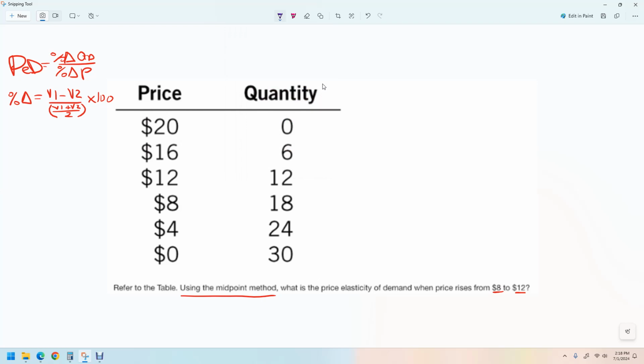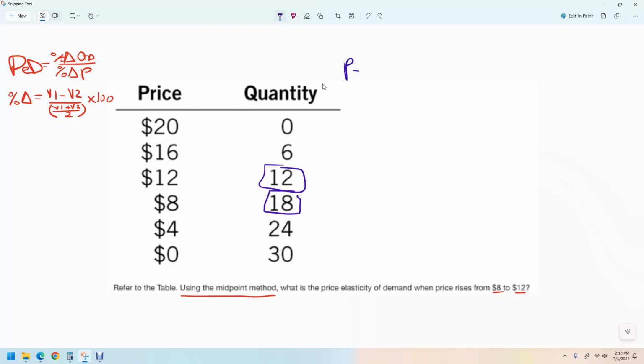Okay, so let's do this example, and if you wanted to, you could try this without me, hit pause, and then see if you're right. That's always a good strategy with these kinds of videos. So $8 to $12, that's the price change. And then at $8, we've got a quantity of 18 and then a quantity of 12. I like to do the quantity first. So I'll write it all out here.